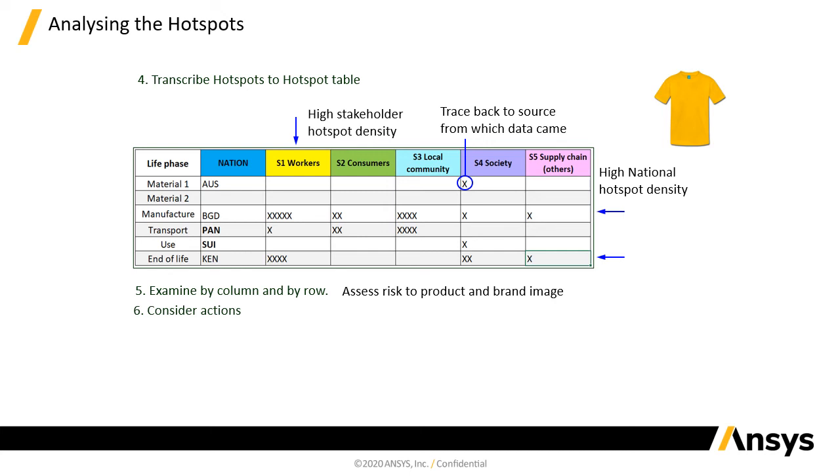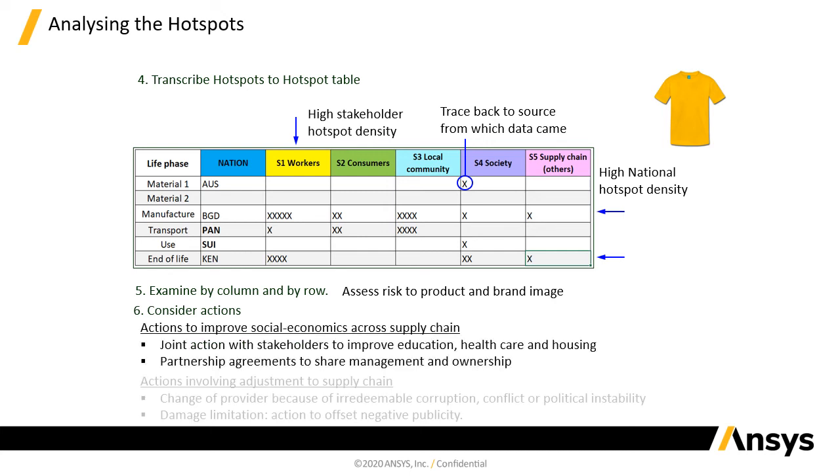And the next step is to consider actions. And here we can have actions to improve socio-economic conditions across the supply chain, like joint actions with the stakeholders to improve education, healthcare, and housing, or partnership agreements to share management and ownership. Alternatively, it could be actions involving adjustment to the supply chain. And this is, for example, due to irredeemable corruption, conflict, or political instability, as well as damage limitation, like actions to offset negative publicity.